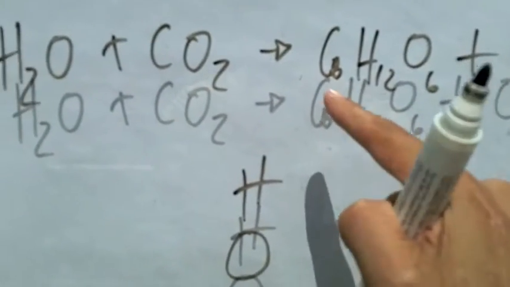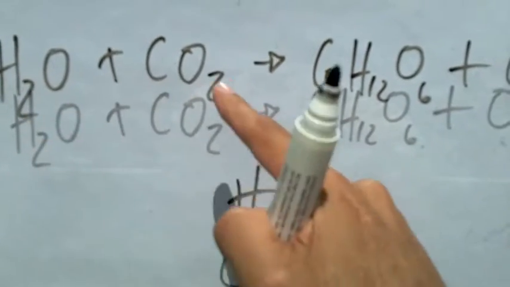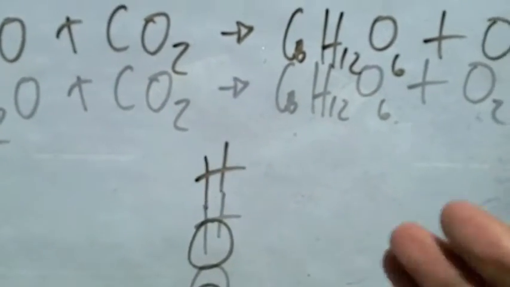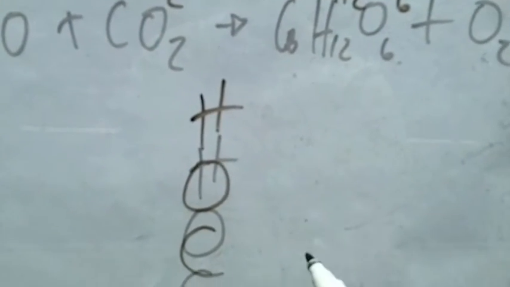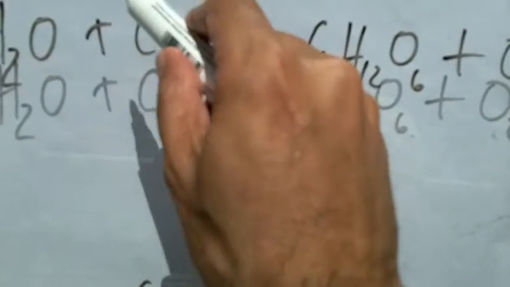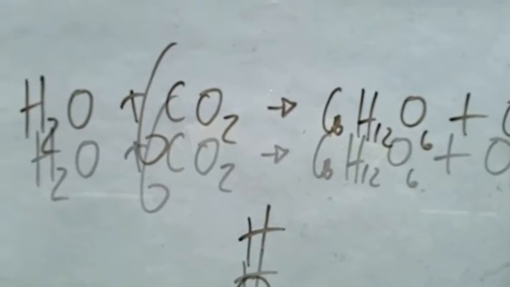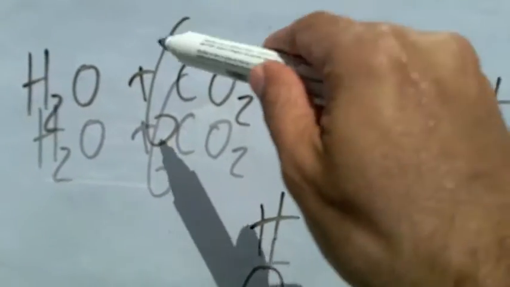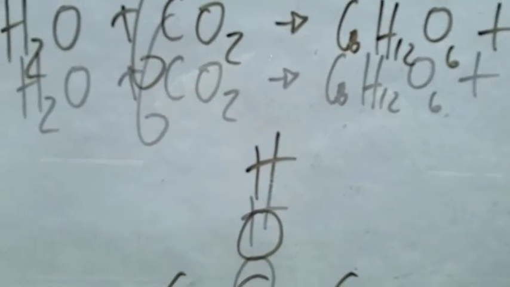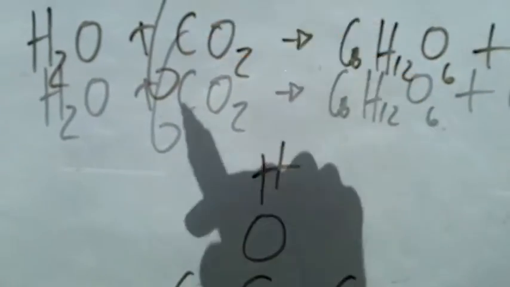Okay, on this side we have 6 carbons, and on this side we've only got the 1. So we need at least 6 on this side. How do we do that? Well, we need 6 carbon dioxides. Okay, but that means that we've got 6 carbons, but we've also got 6 times 2 oxygens, which is 12 oxygens, and that's just for this side, this bit.